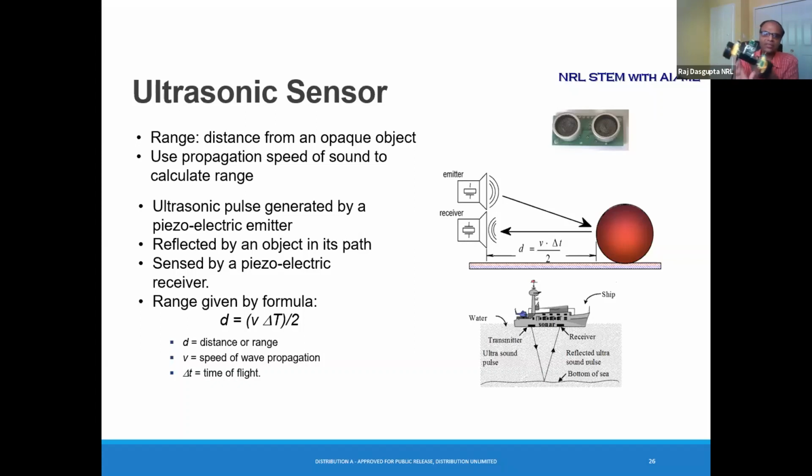The way it works is there's an emitter that sends out a sound wave, and the sound wave hits an obstacle and reflects back from the obstacle. And then the receiver receives this sound wave back. And basically the robot can calculate the distance to the obstacle using this equation, which is the speed of sound V multiplied by the time it took for the signal to come back, over 2. That basically gives the range, or how far the obstacle is. This is the same concept that is used by ships in order to find how deep the seabed is.